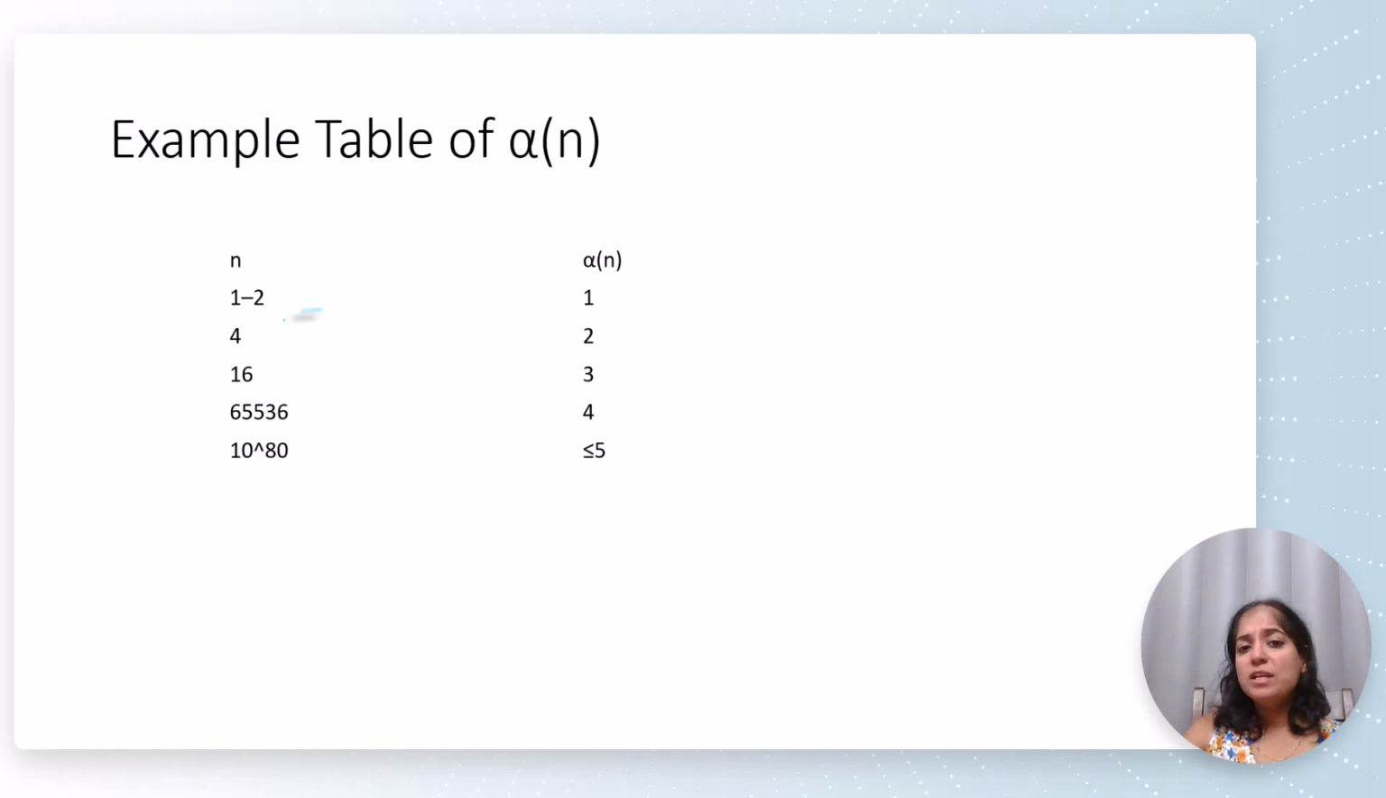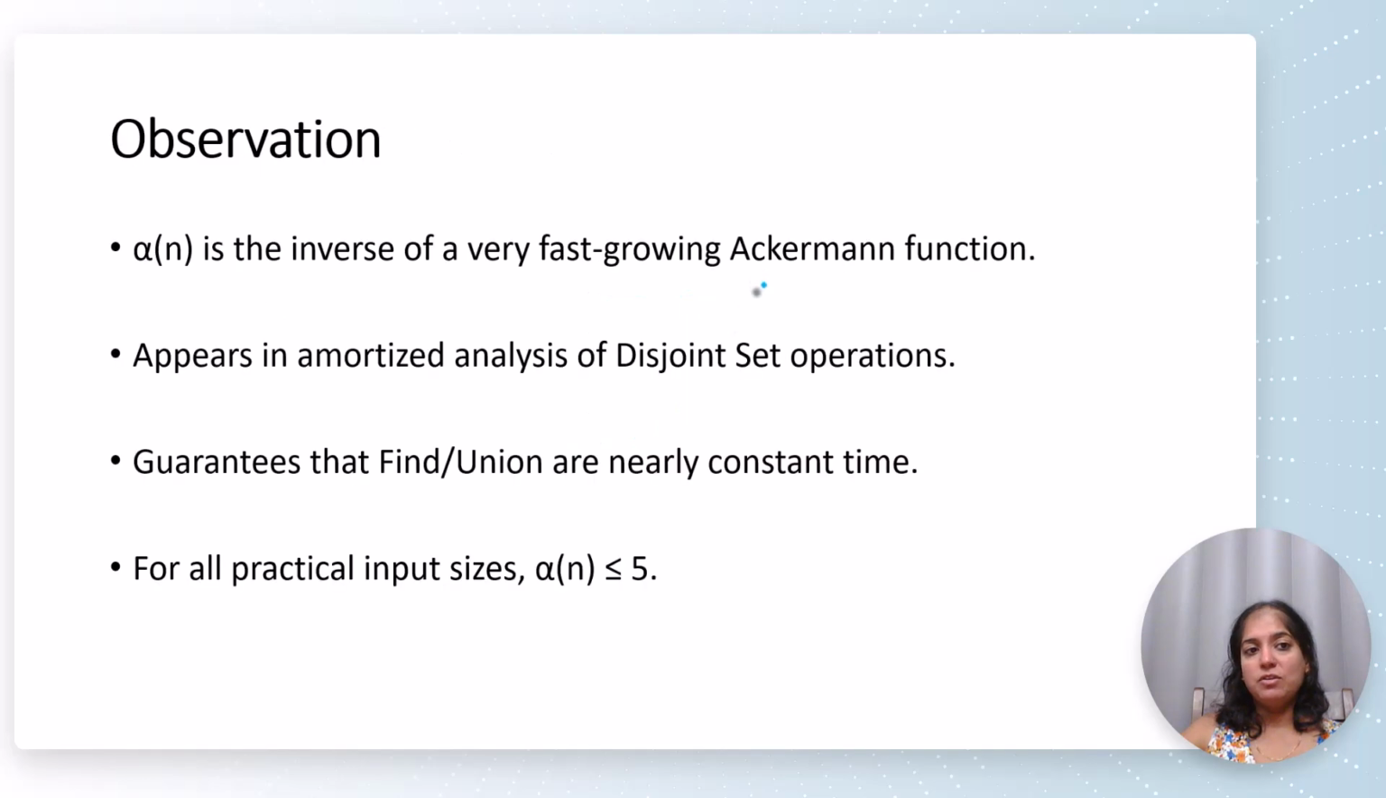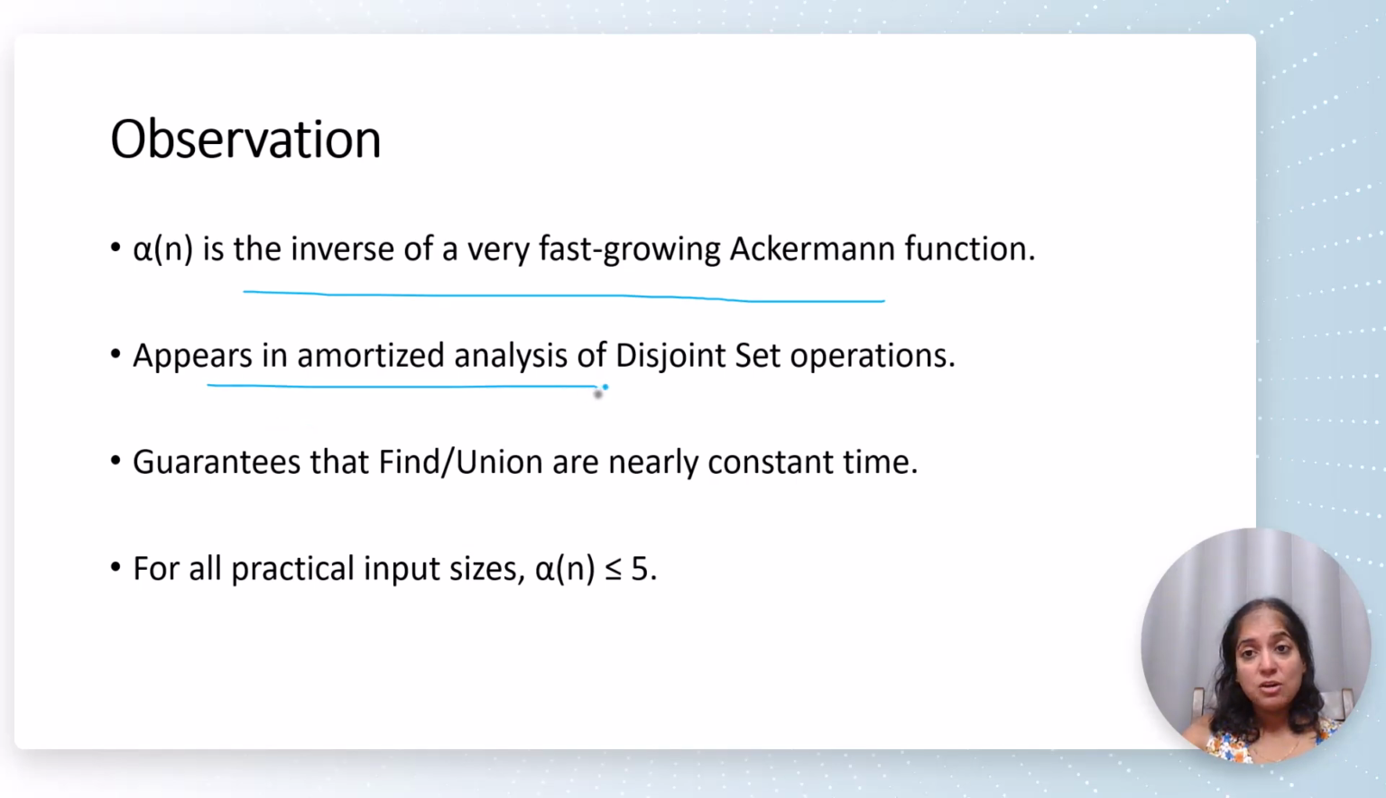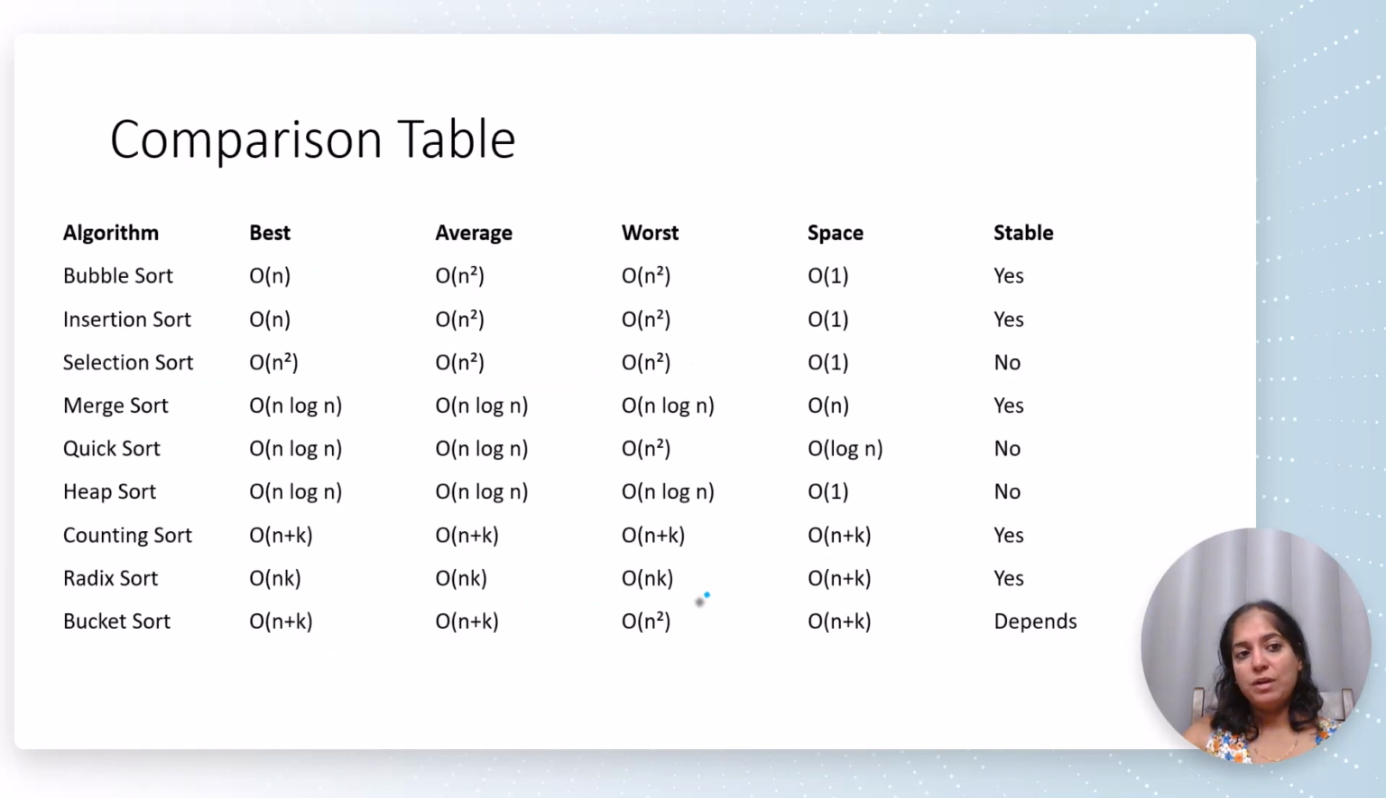For example, if the value of n is 1 or 2, the value of alpha is 1. If n is 4, alpha is 2. But even as the values increase, like 10 raised to the power 80, the value of alpha n remains less than 5. So alpha n is a very slowly increasing function, the inverse of the very fast growing Ackermann function. It appears in the amortized analysis of disjoint set operations and guarantees that find and union are nearly constant time. It improves performance, and for all practical input sizes, we take it as less than or equal to 5.